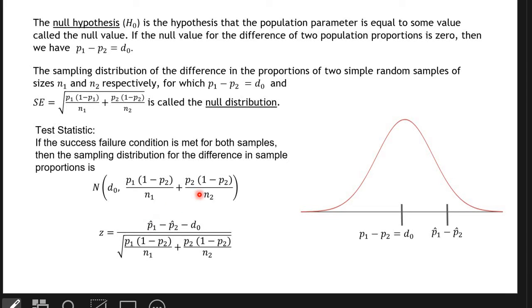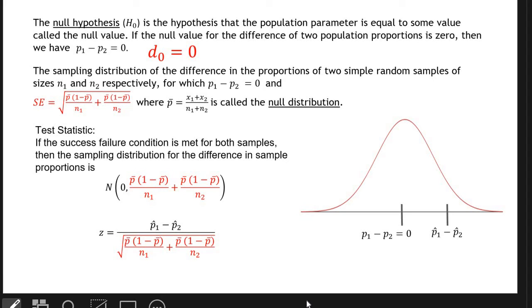So if I wanted to actually calculate my test statistic from this sample statistic, P hat 1 minus P hat 2, I could use a z-score since it's a normal distribution. All I'd have to do is take that sample statistic, P hat 1 minus P hat 2, subtract away from it the null value, which is P1 minus P2, which I call d null, and divide it by the standard error, which is this stuff here.